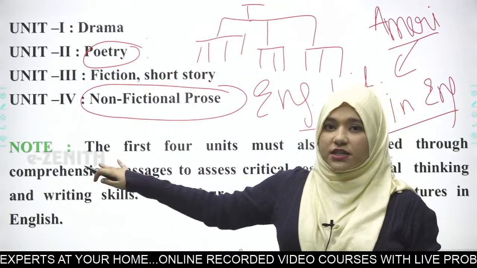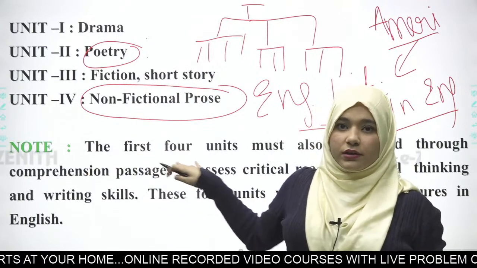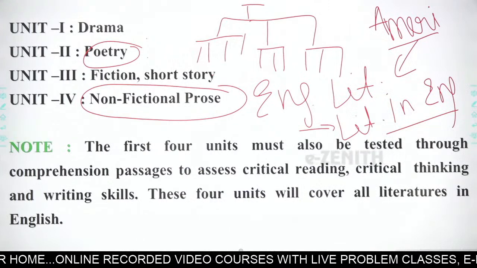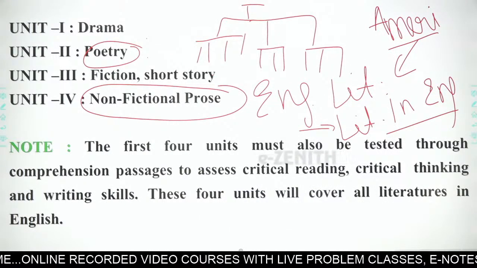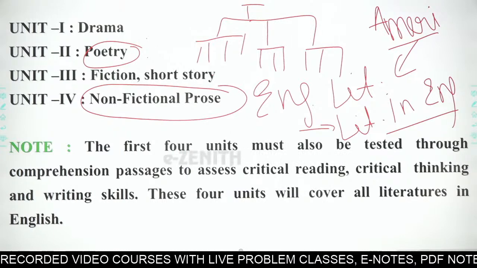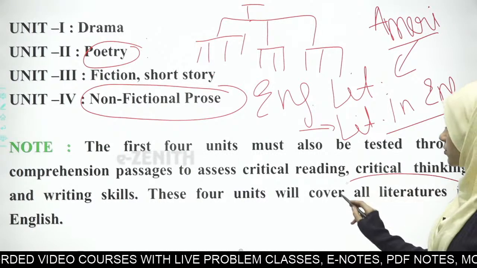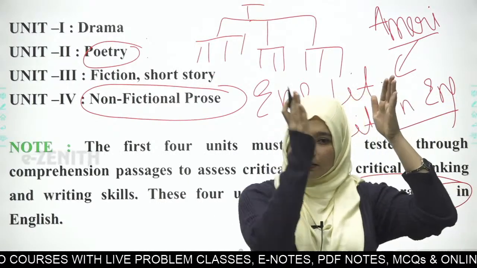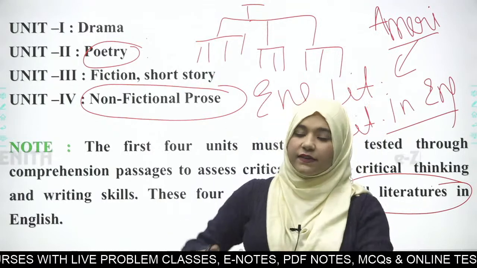Now, there is a note given by UGC specifically for these first 4 units: they must also be tested through comprehension passages to assess critical reading, critical thinking and writing skills. These 4 units will cover all literatures in English. So please focus, all literature means both vertical as well as horizontal.